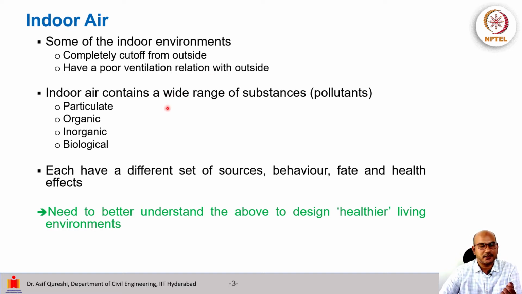Now indoor air at the same time contains a wide range of substances. In our case we are interested in pollutants. So these are particulate matter, organic compounds, then inorganic compounds, and then also biological ones: bacteria, viruses, fungi. Each of these types of air pollutants has a very different set of source, behavior, fate and health effects. So if we want to better understand our own indoor air exposure, we must understand the behavior of these types of substances and the whole indoor setting, and have some idea of how to calculate exposure to be better able to design a healthier living environment.